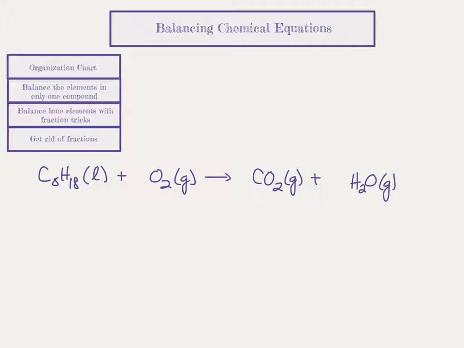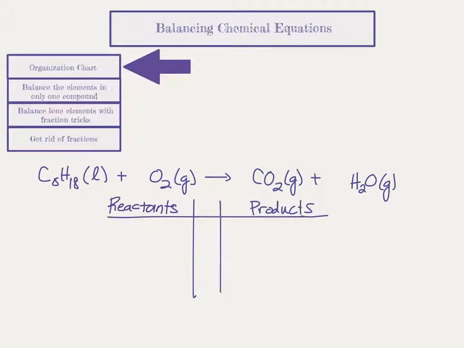To balance the equation, start by making a T-chart, organizing your reactants and products. Place each kind of element in the center. Now, make sure that you count up each kind of element that you have on each side.